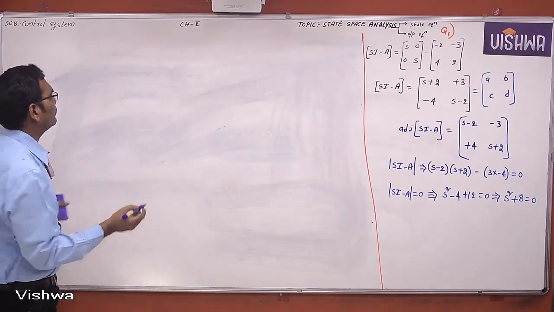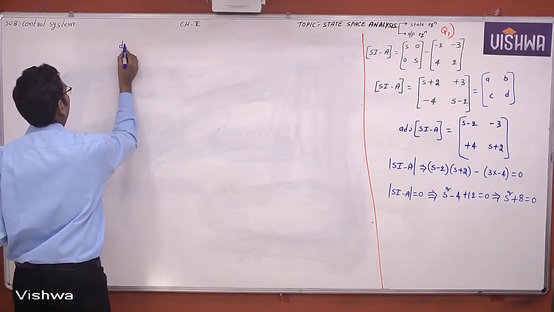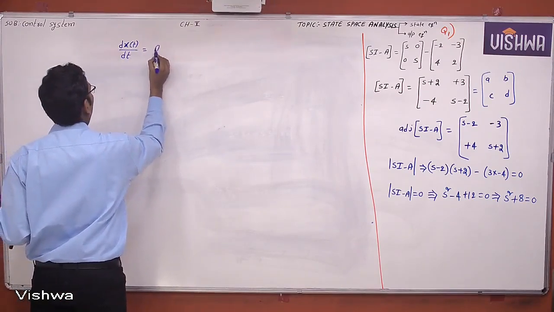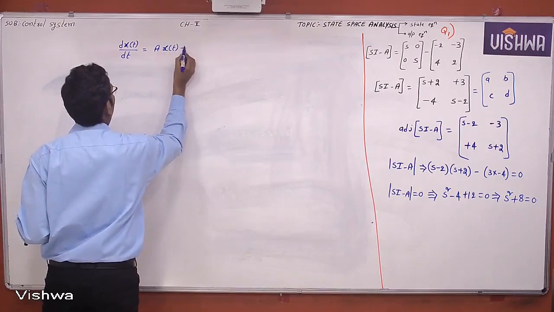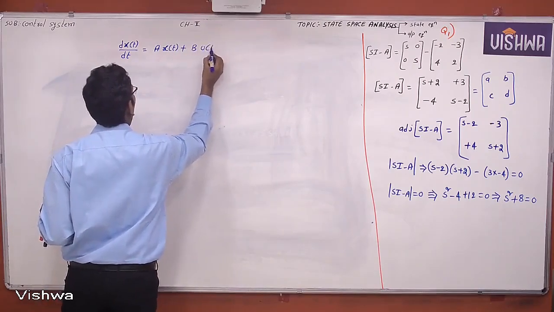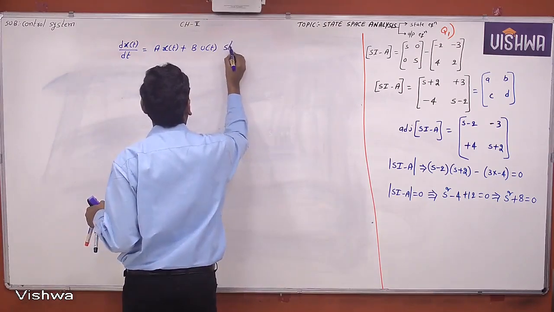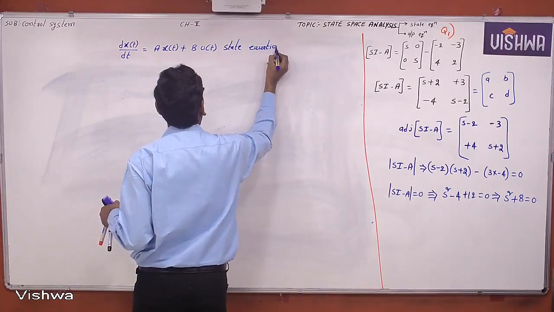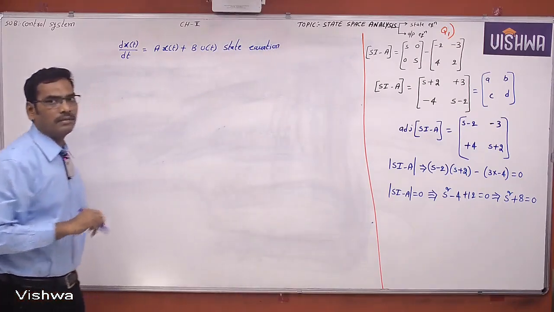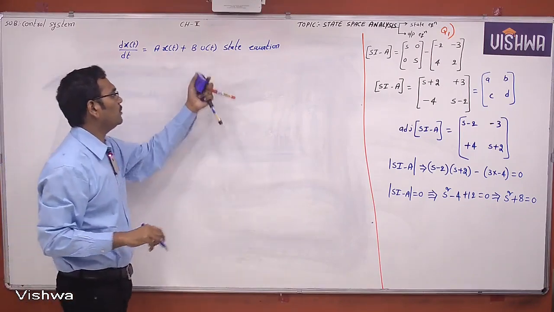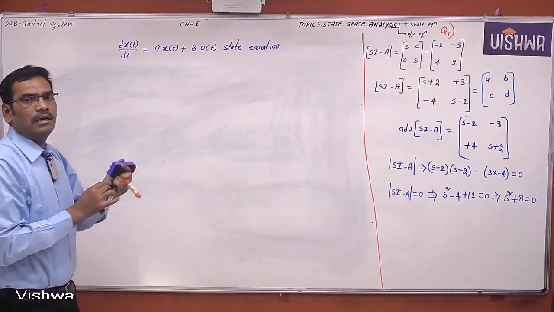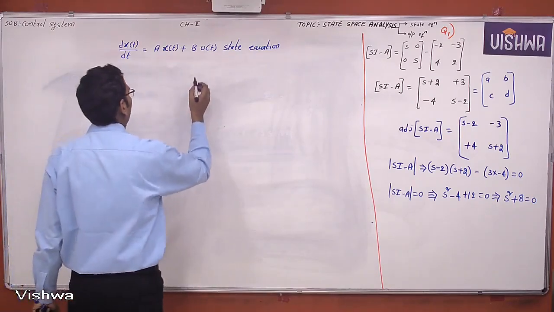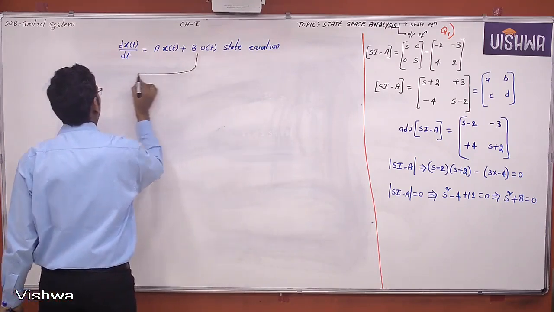Now see here, this is the state equation: dx(t)/dt equals A x(t) plus B u(t). This is the state equation. Now this state equation has solutions, and I will check the solutions one by one.